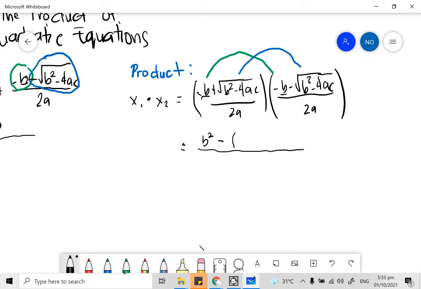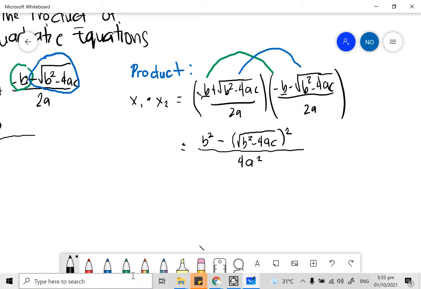And as you can see, class, dalawa sila at pareho yung term. Ibig sabihin, pwede na lang natin isulat yan in this form. Magiging square root of b squared minus 4ac raised to 2. Nakita nyo? Alright. And then, all over, multiply natin yung denominators, 2a times 2a. That will be 4a squared. 2 times 2, 4. A times a, a squared.